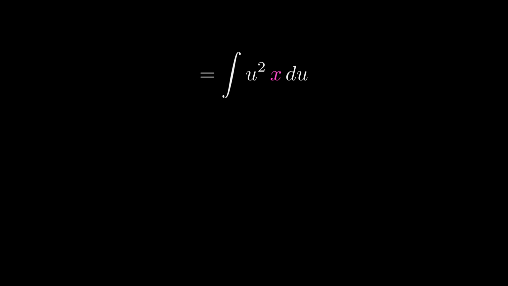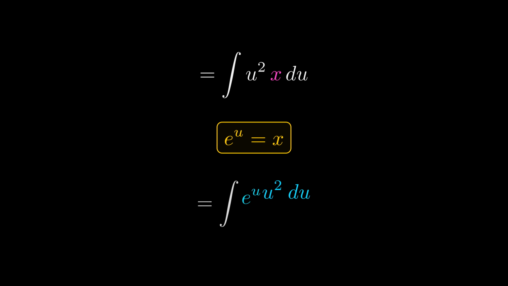There's still an x in here, and the u integral can't keep it. Every last piece of x has to go. But we already paid the toll, back on the very first line of the setup. e^u is x. So that straggler becomes e^u as well. And now, at last, the whole integral speaks u.